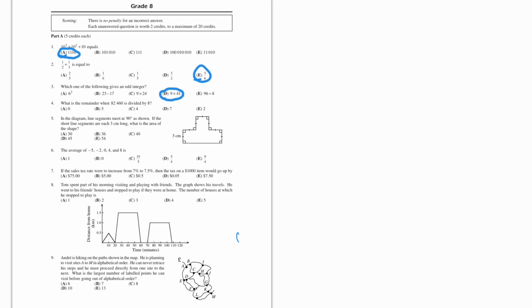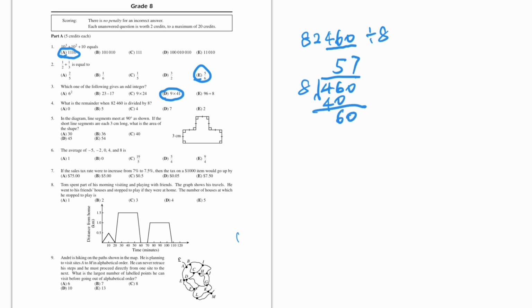Number 4, what is the remainder when 82460 is divided by 8? We know a number divisible by 8 must have its last 3 digits divisible by 8. We use the last 3 digits. 460 divided by 8. 5 times 8 is 40. 60, 7 times 8 is 56, remainder 4. Therefore, the answer is C.